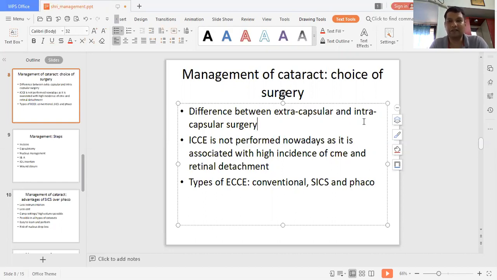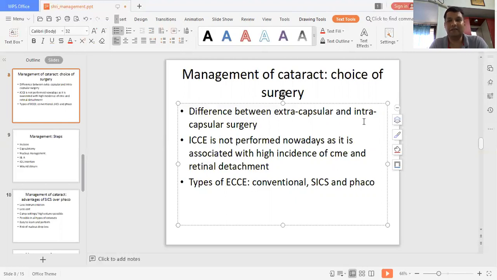So what is the advantage? We have to put a lens, and the natural position to put the lens is in the capsular bag. That's why the posterior capsule needs to be intact to put the posterior chamber lens. That is one advantage. And the second thing is that because we are removing the whole lens, the vitreous will come out, and there is a risk of vitreous prolapse and vitreous loss during intracapsular surgery, and that increases the risk of complications such as cystoid macular edema and retinal detachment. So that's why we don't do intracapsular surgeries anymore nowadays.